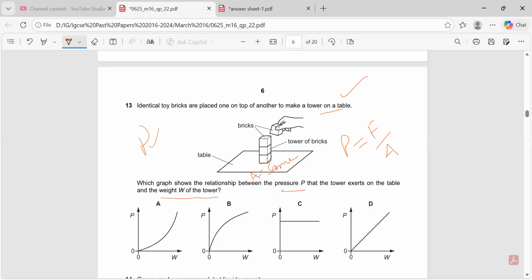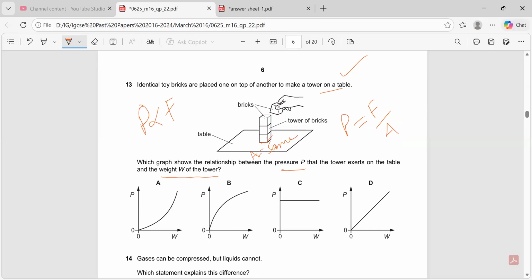So it means pressure should be directly proportional to the force. So my dear friends, even today I told you, if two physical quantities are directly proportional, then their graph will be a straight line and passing through origin. So you can check here now which graph is a straight line and passing through origin, that is D. So this graph shows that pressure is directly proportional to weight.